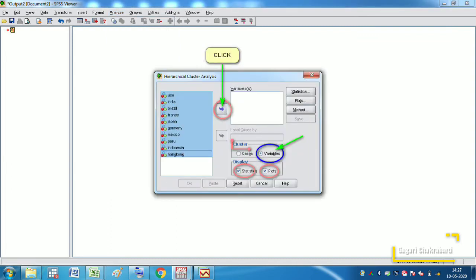Now we shall select and input all the markets under variable. For cluster option, choose variable. This implies that the markets in this example will be clustered. If you have only one market, then you may choose cases. This would give you clusters of daily returns that are similar in nature. For the option display, we choose statistics and the plots.